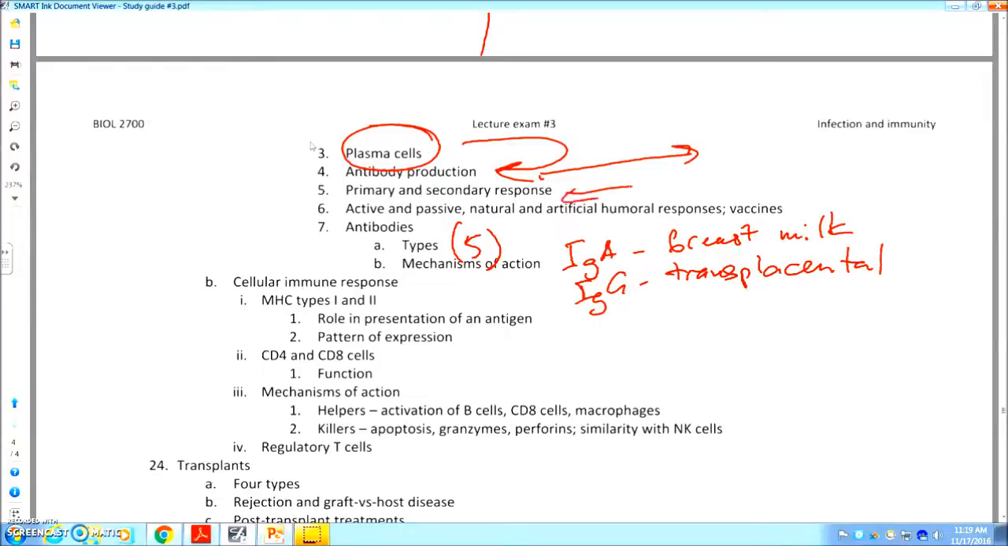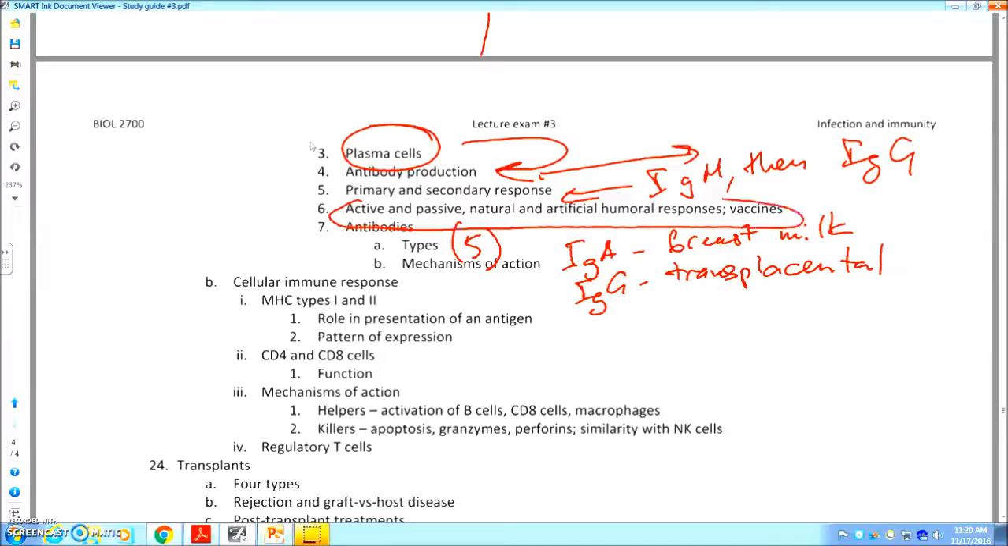Primary and secondary response. The primary response is the initial response to the infection. It starts with IgM, then IgG. In the secondary response, what's so interesting? What happens to the antibody levels during the secondary response? They come a lot faster. So the secondary response is more robust. The levels are higher, and the amount of antibodies is much higher.